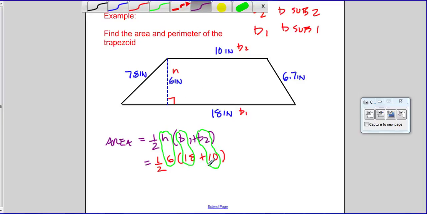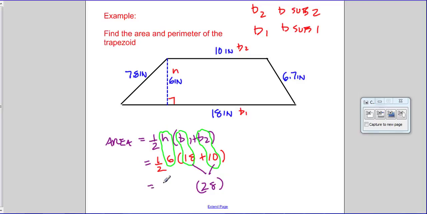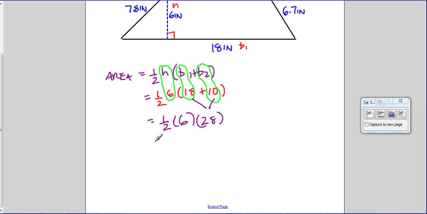So now I'm going to do the parentheses first. 18 and 10 is 28. So now I have 1/2 times 6 times 28. I could make a half 0.5, but this is fairly easy. Half of 6 is 3 times 28. So now I take 28 times 3. That's 24. Carry a 2. 2 times 3 is 6 plus 2 is 8, so 84. So my perimeter is 84. I'm sorry, my area. My area is 84 square inches.